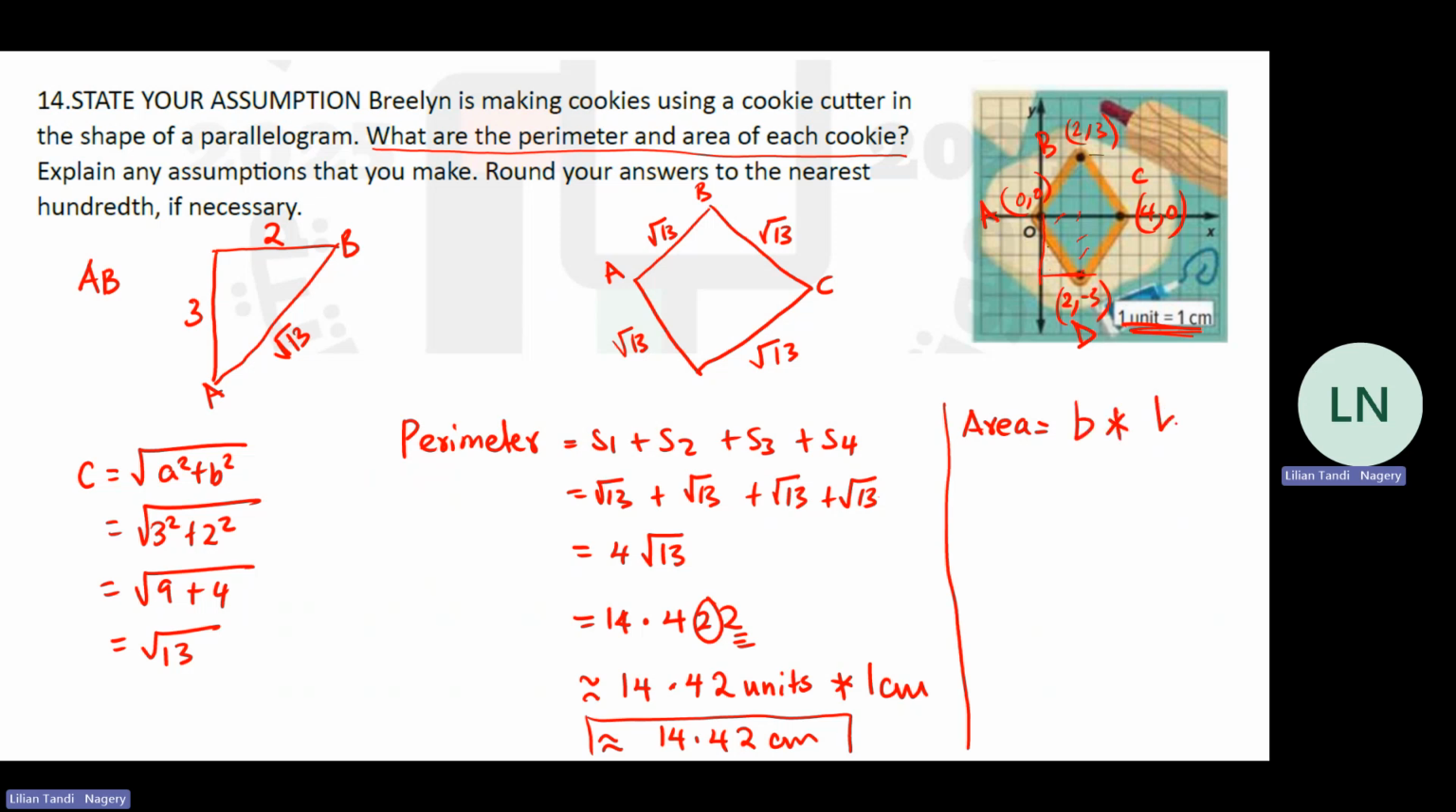So base times height. So the base is how much? Square root of 13. And the height is 3 boxes. 1, 2, 3. Okay? So this will be 3 square root 13. So 3 times square root 13 becomes 10.816. Then I will circle 1, I will underline 6, I will add 1. My answer is 10.82.